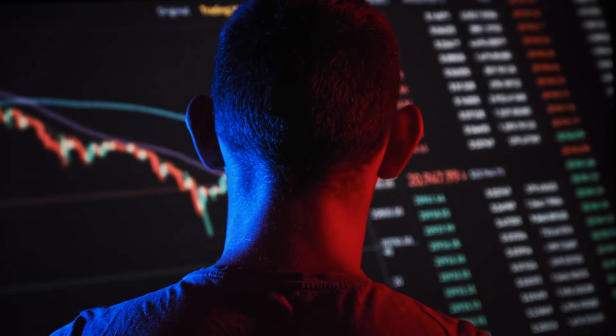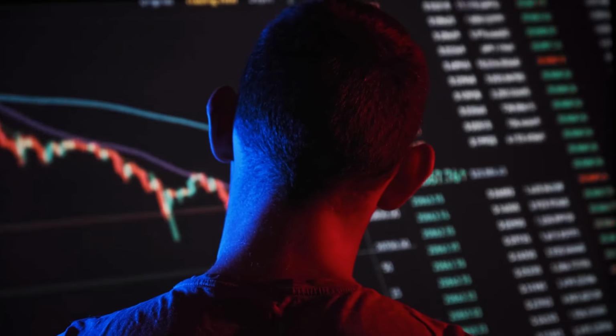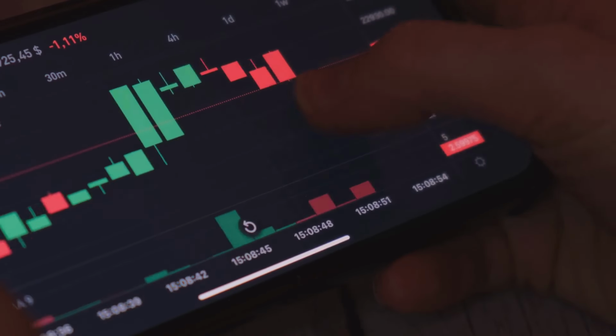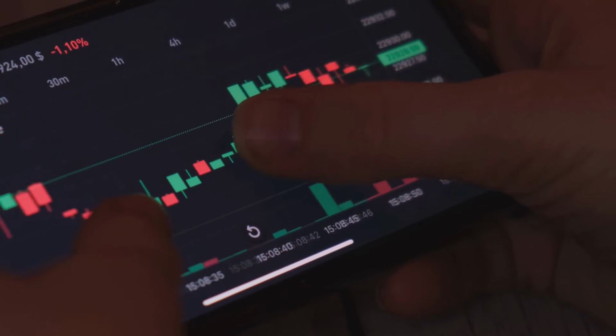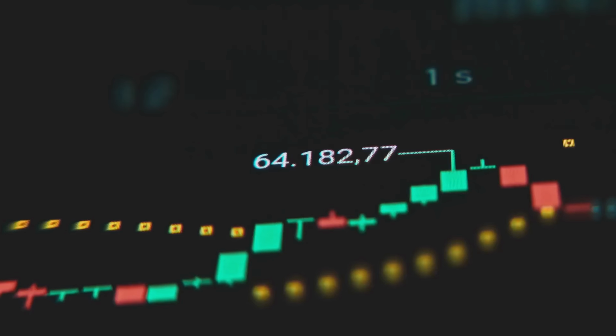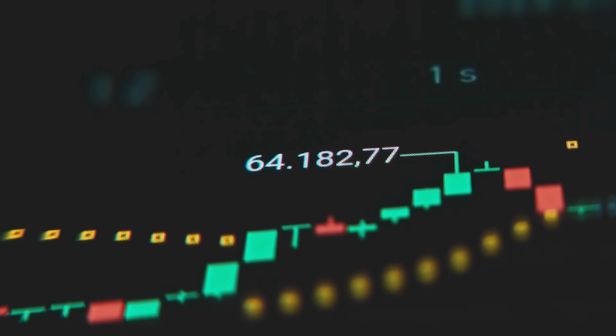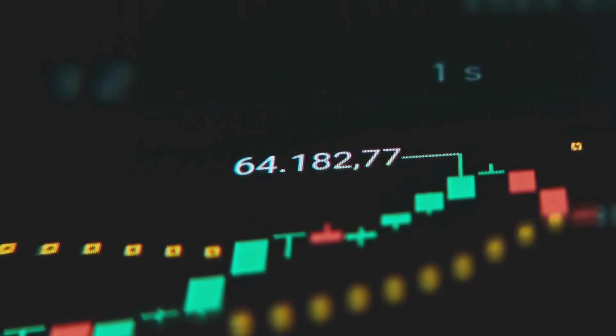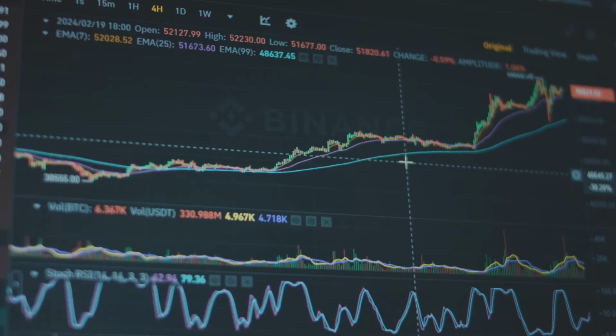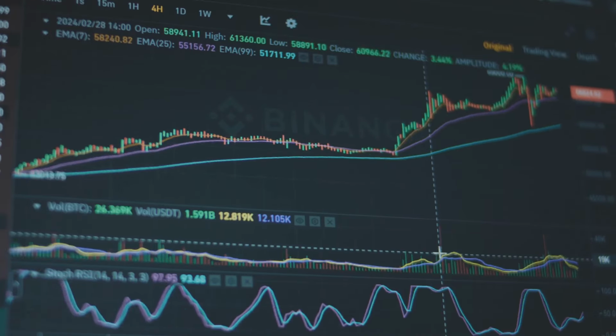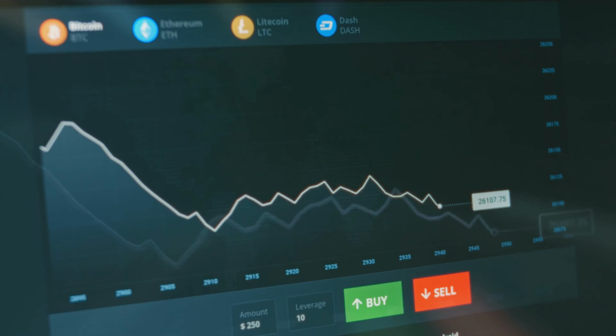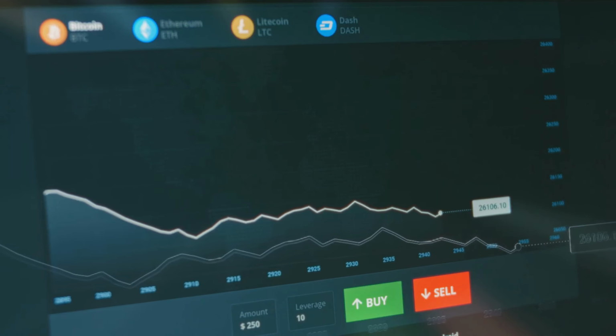Technical analysis helps you understand market behavior and time your trades. It's the study of price charts and trading volume to spot trends and patterns. The most common tool is the candlestick chart, which shows price movements over time. Patterns in these charts reveal market sentiment. Are buyers or sellers in control? Indicators like moving averages show trend direction, while the RSI highlights overbought or oversold conditions.